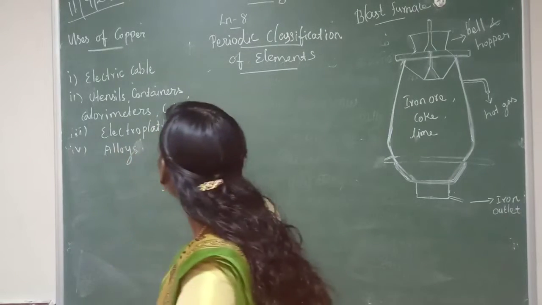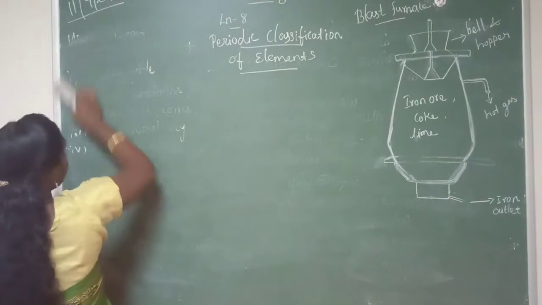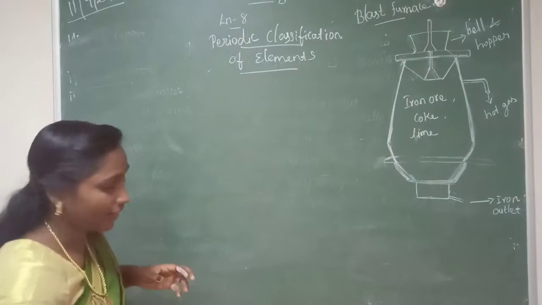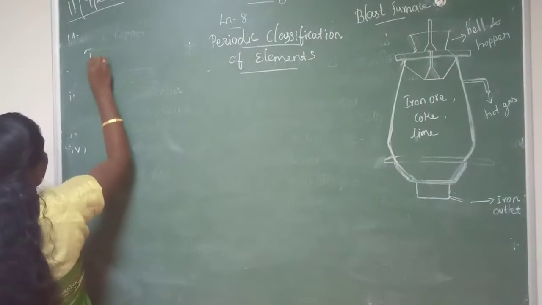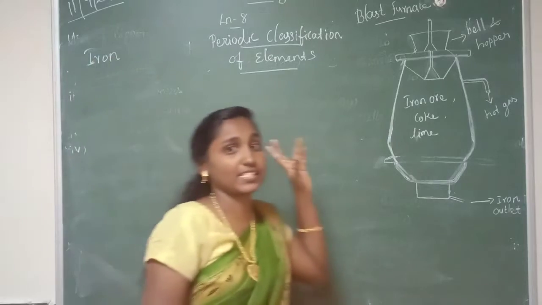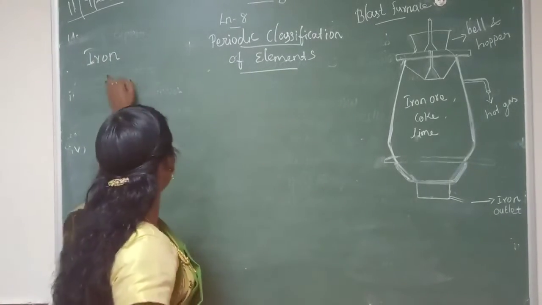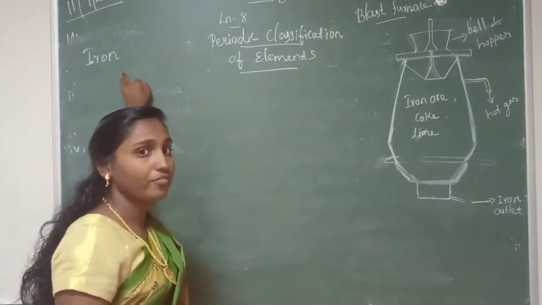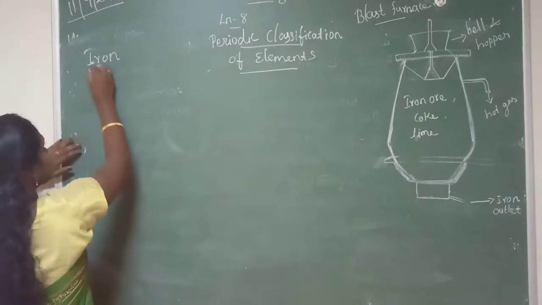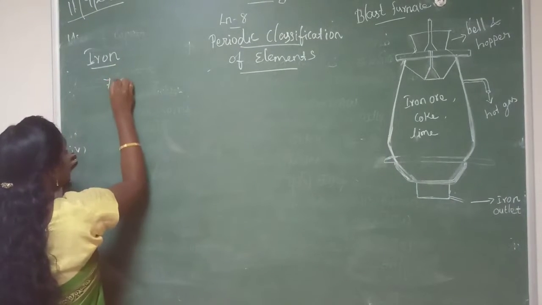Now we are going to study the next topic, extractive metallurgy of iron. In this lesson we already learned 2 metals, aluminium and copper. Today we are going to learn the metallurgy of iron. Do you know the symbol of iron? Fe. The symbol of iron is Fe.